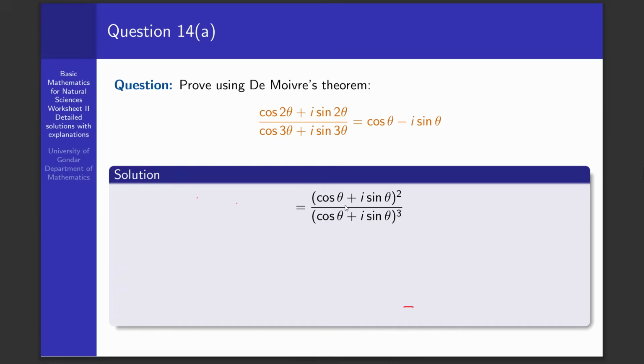Then when we take this one minus this one, that's simply 2 minus 3, we have (cos theta plus i sin theta) to the power of -1, which is equal to 1 over (cos theta plus i sin theta).